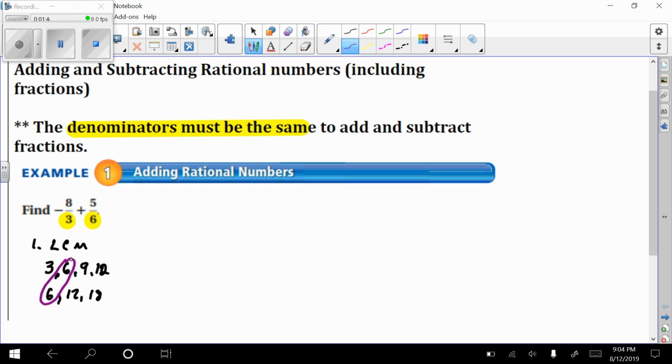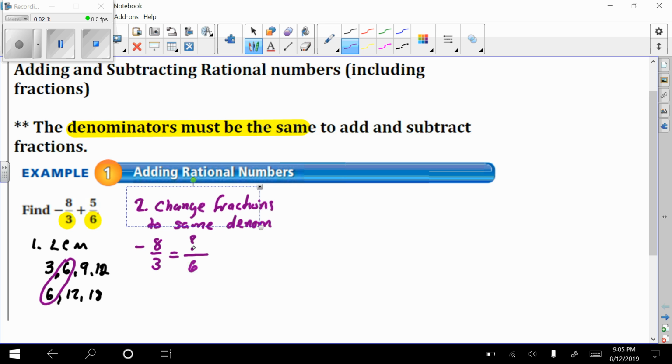The next thing that you're going to need to do is change the fractions to the same denominator. And I'm going to abbreviate denominator. I hope that's okay. So I'm going to list -8/3, and I'm going to make an equivalent fraction. The equivalent fraction just means that it's going to have the same value, except that it has a denominator of 6. I don't know what is going to go on the top yet, but I'm going to find that out very quickly.